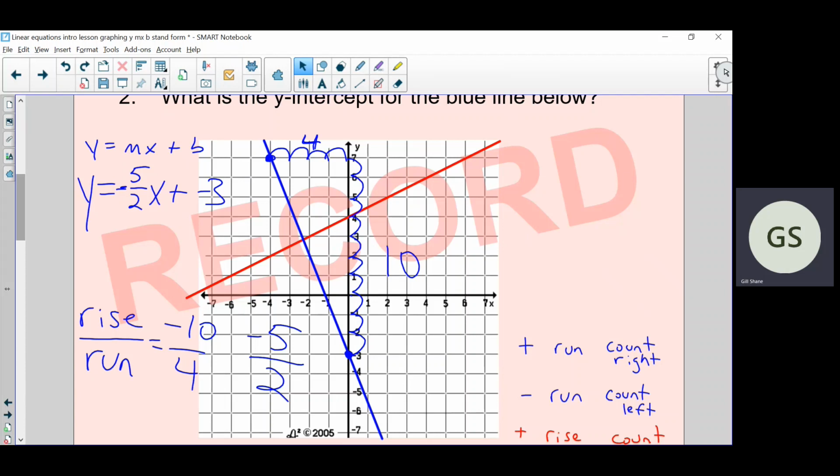For number 2, since it crosses 0, is it 0? 0. Now, technically, if you write +0 there, you don't really need the +0s. You kind of just leave it out. But I'm never going to mark it off if you write +0. Up and down, always. The y-intercept.